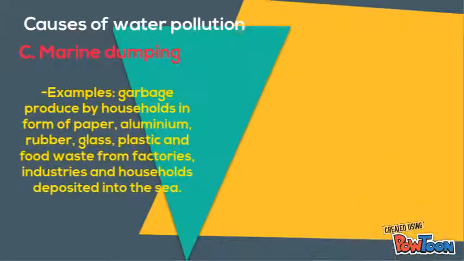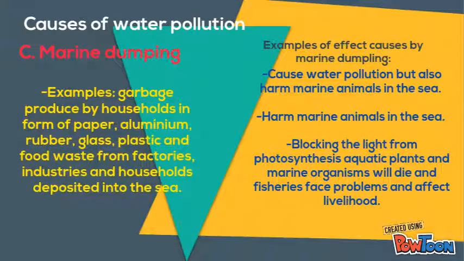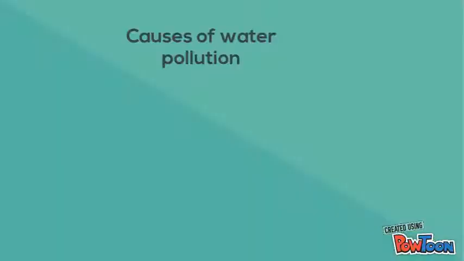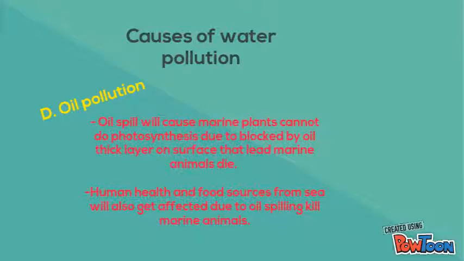Furthermore, marine dumping is garbage produced by households in the form of paper, aluminum, rubber, glass, plastic, and food waste from factories, industry, and households deposited into the sea. Here is an example of the effect caused by marine dumping. Move to the next point, oil pollution. An oil spill will cause marine plants to be unable to photosynthesize, as they are blocked by a thick layer of oil on the surface, which leads marine animals to die. Human health and food sources from the sea will also be affected due to oil spilling killing marine animals.